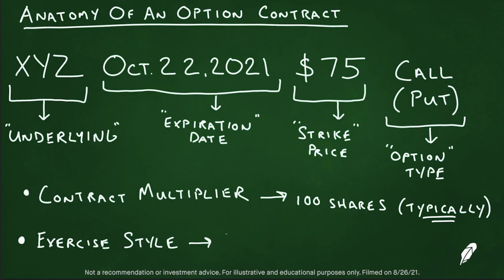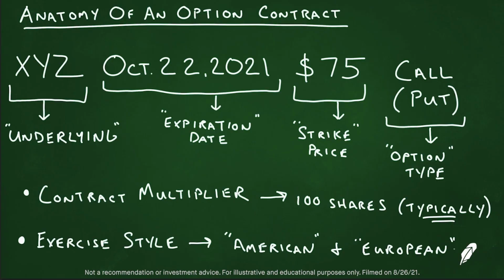And we call this two different terms, American and European style options. Now, this has nothing to do with where the options are traded. They're just a way to label the type of option you're trading.